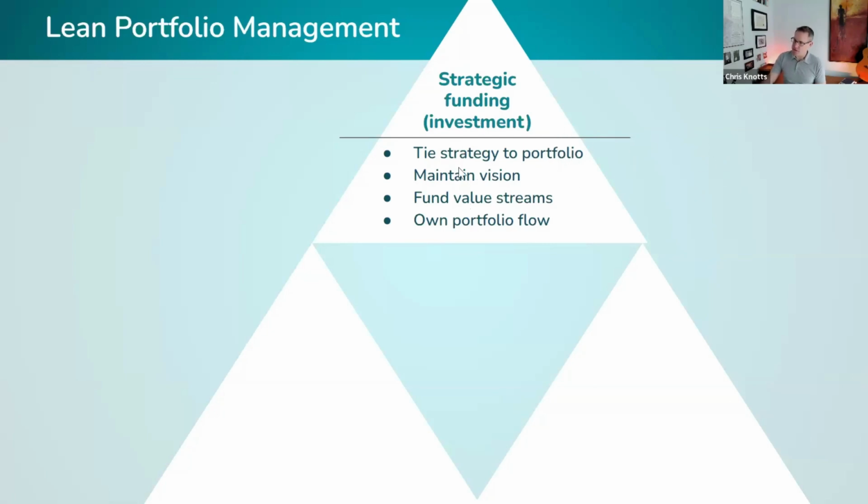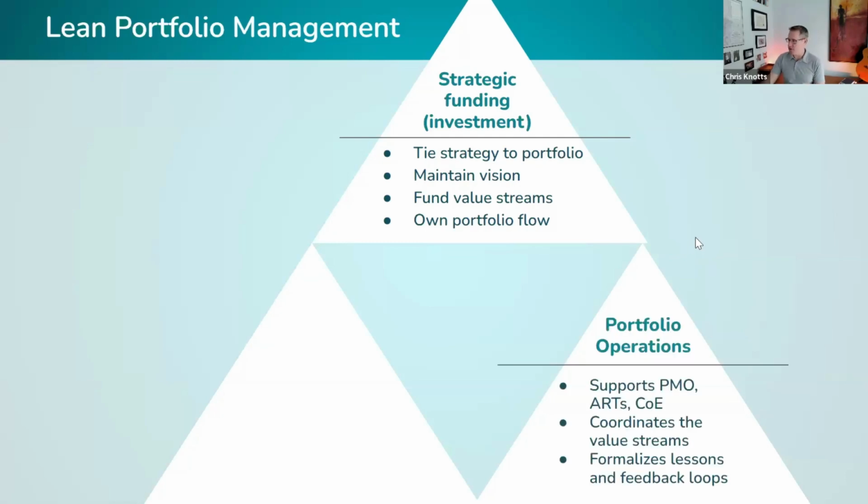I won't read every bullet at you for time's sake, but these are the priorities of these 3 different zones. Strategic funding is the first one. They own the flow. They are responsible for funding, and importantly, they're also responsible for communicating and maintaining the vision, so that you can achieve that alignment. There's no alignment without a shared vision.